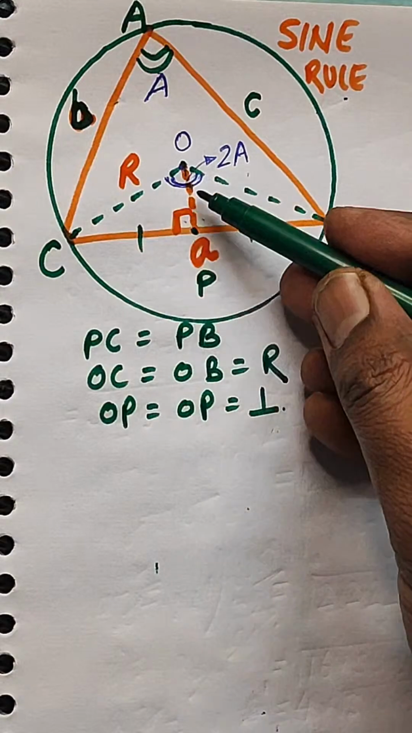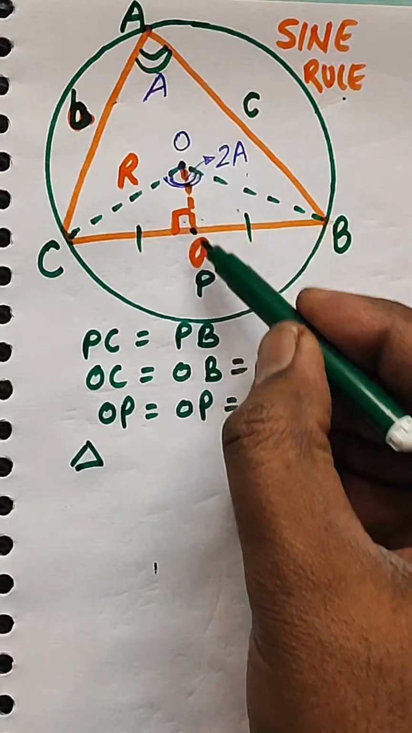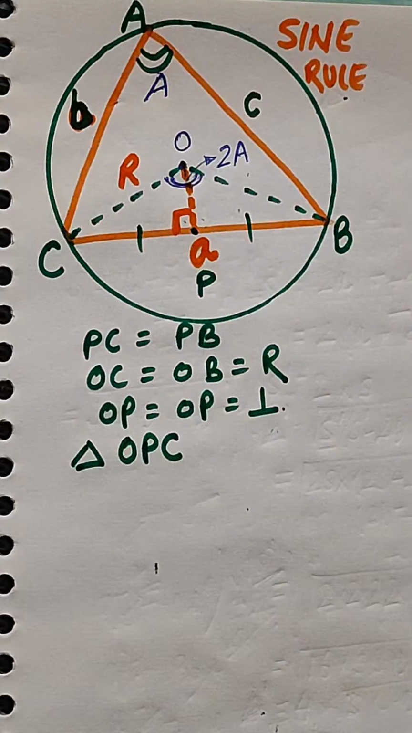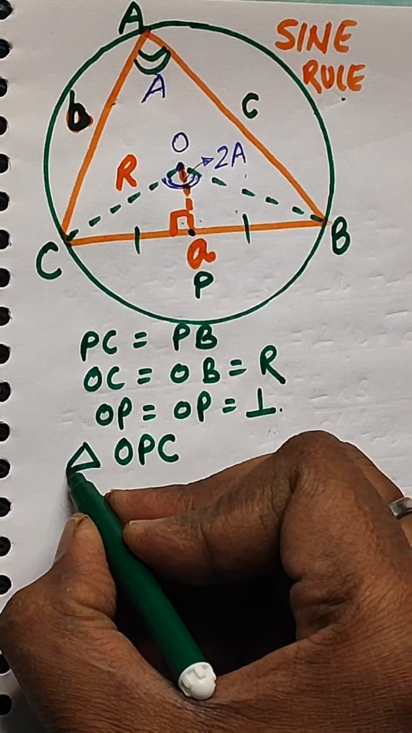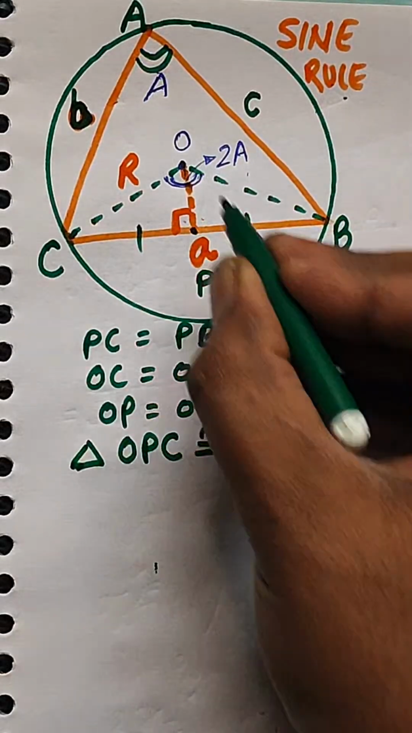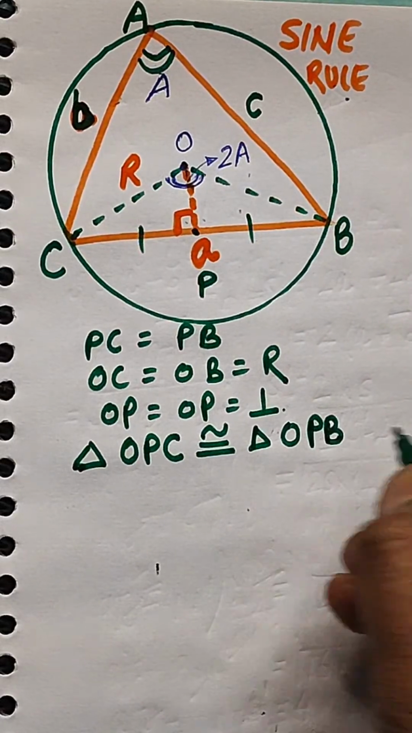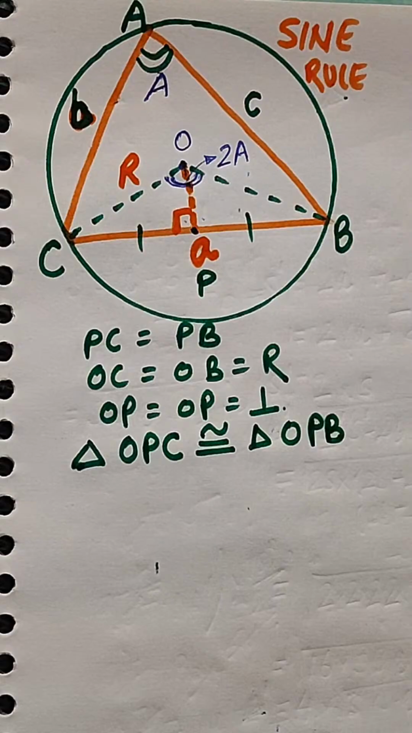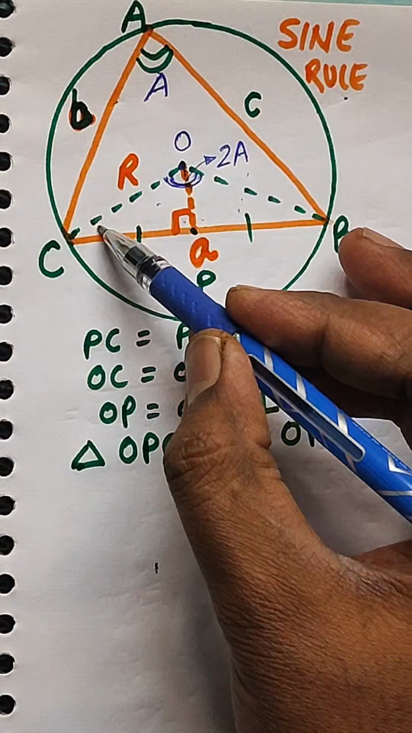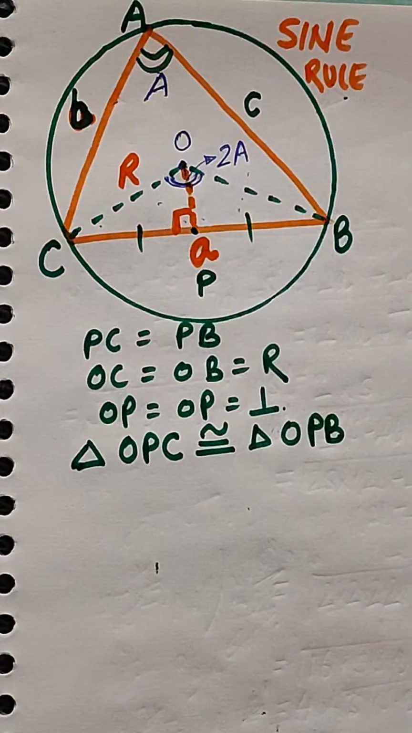So anyway, we can prove the congruency of the triangles OPC and OPB, right? So from here, my dear friends, if these two triangles are congruent, then by CPCT, corresponding angles and corresponding sides will be equal.